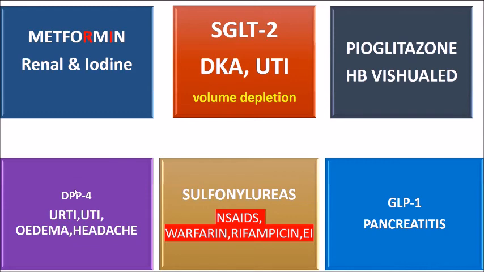Dipeptidyl peptidase inhibitors have GI problems as we discussed earlier. They also cause upper respiratory tract infections and urinary tract infections, peripheral edema, and headache. For sulfonylureas, the main consideration is hypoglycemia and the GI problems, but they have more side effects.